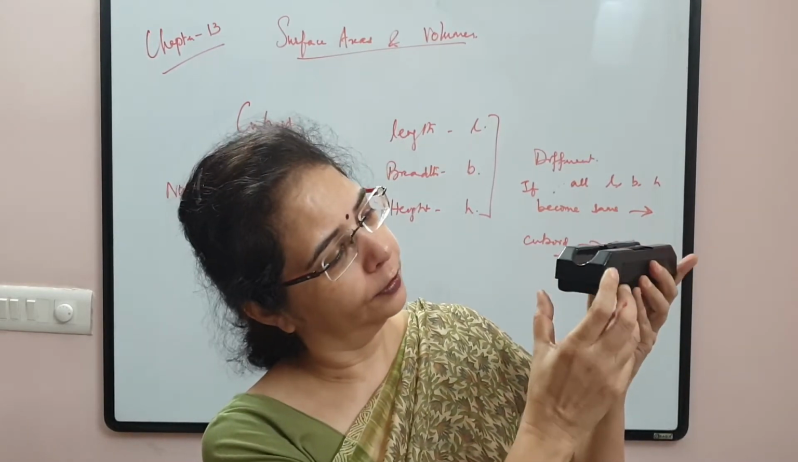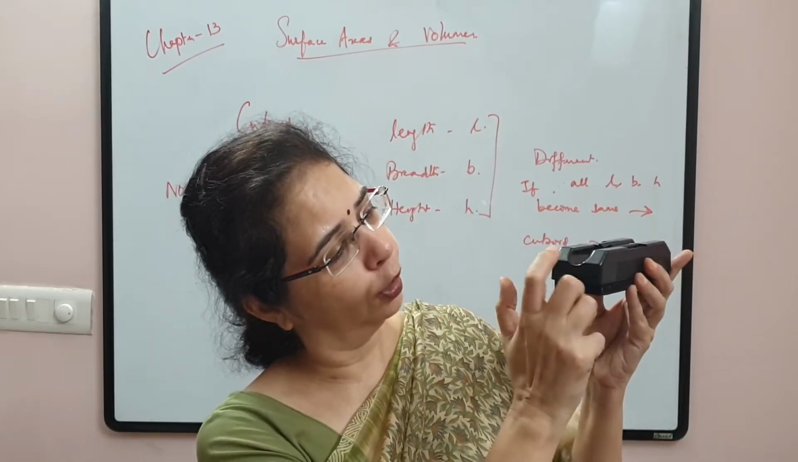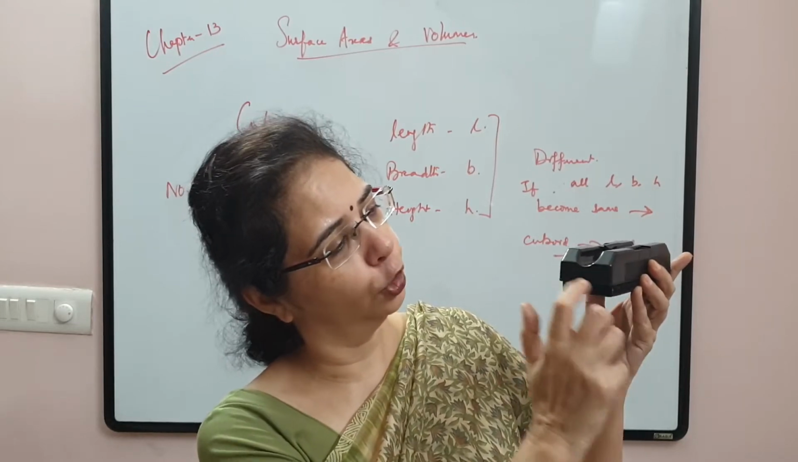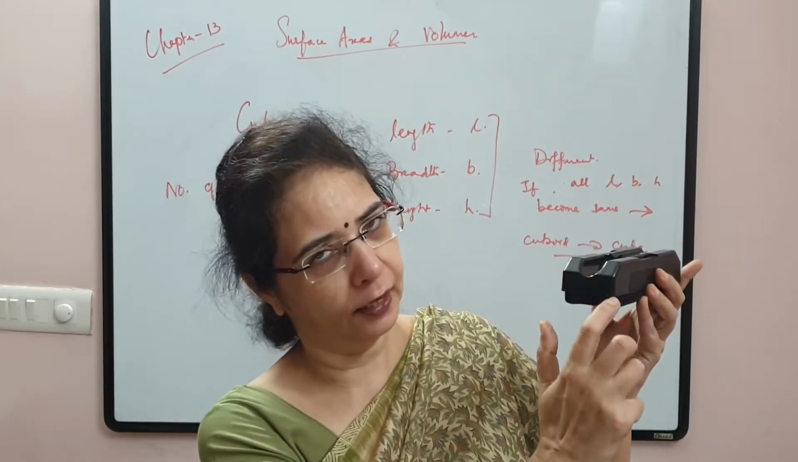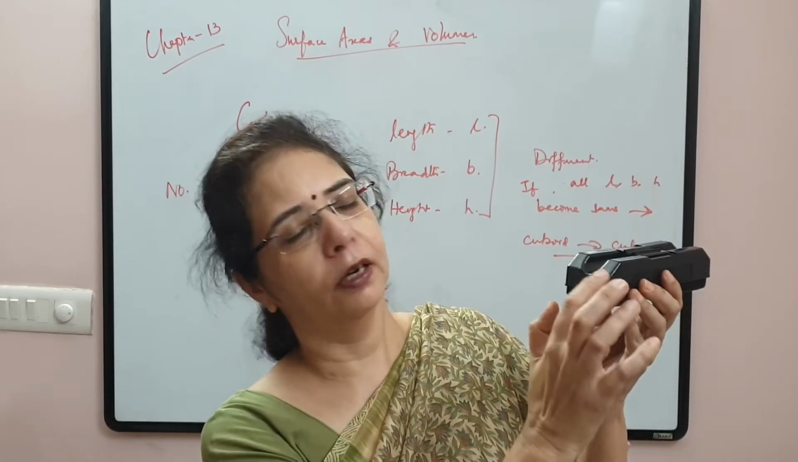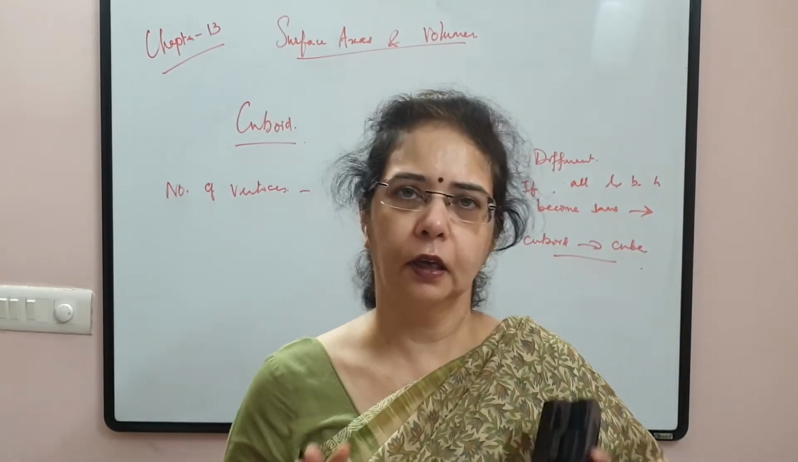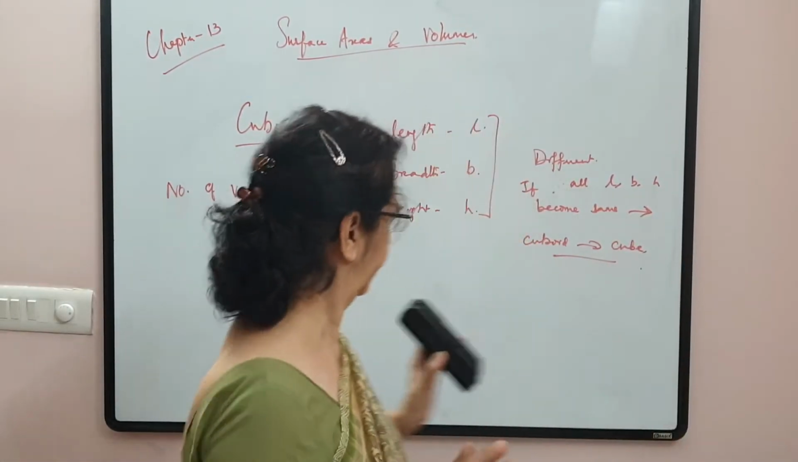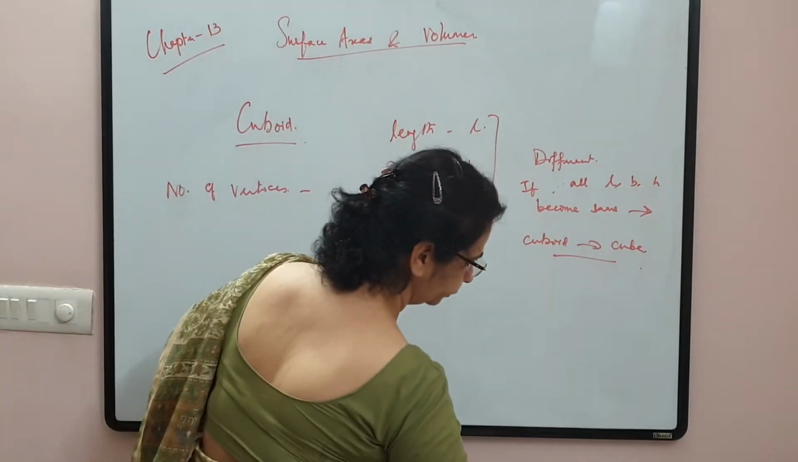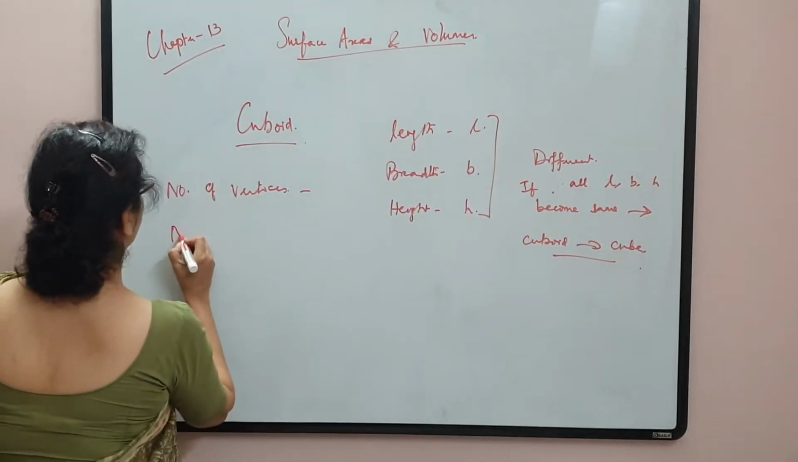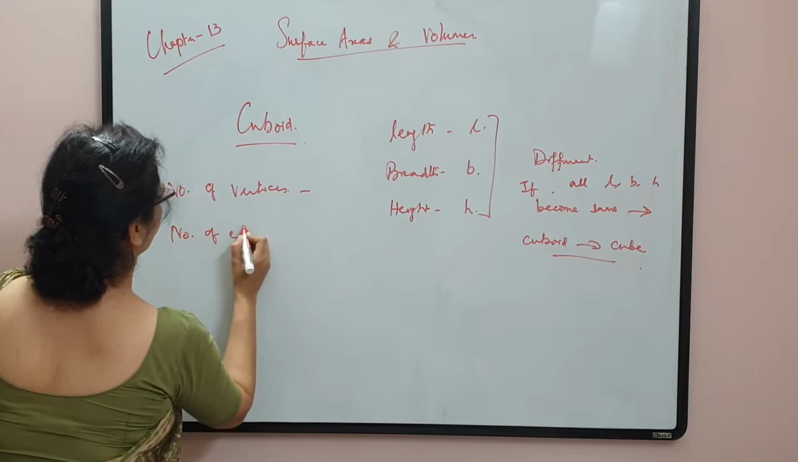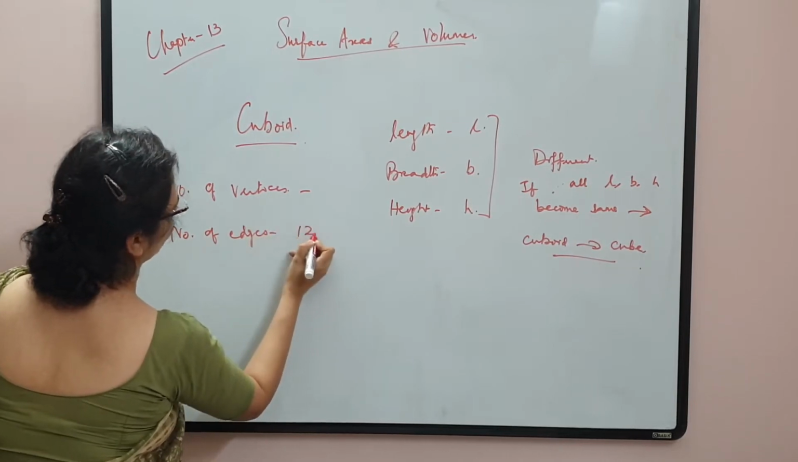Now you look at this. In your earlier 8 edges, you have already counted this edge and this edge. You have not counted this. So 9 and 10, 11 and 12. So there are 12 edges in a cuboid. So number of edges is how much, children? 12.